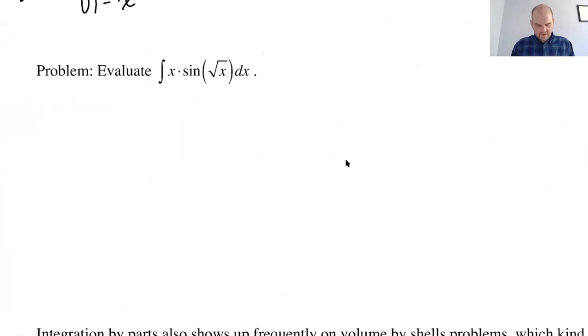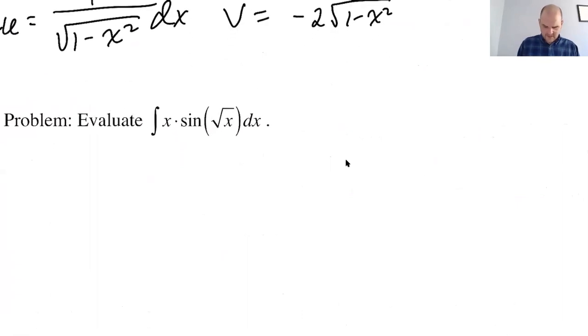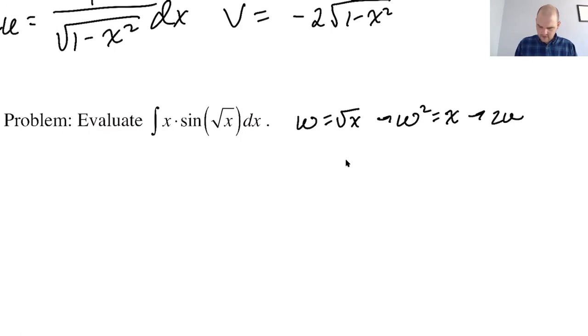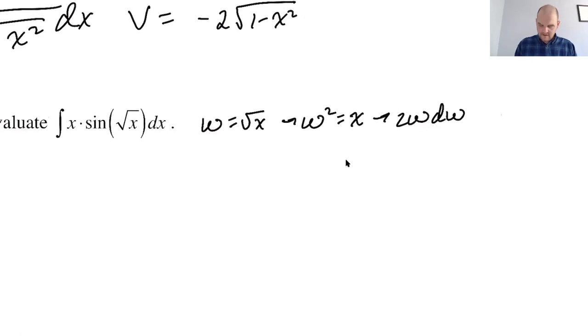All right, this one looks a lot like a problem we already did. If you recall, we integrated sine of root x, so maybe the same trick will work. I'm going to give that a shot. I'm going to say w is radical x, and so w squared is x, which means that 2w dw is dx.